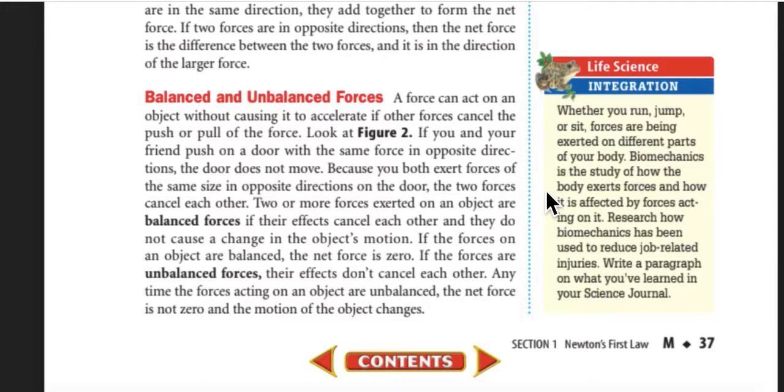Two or more forces exerted on an object are balanced forces if their effects cancel each other and they do not cause a change in the object's motion. If the forces on an object are balanced, the net force is 0. If the forces on the object are unbalanced, their effects do not cancel each other. Anytime the forces acting on an object are unbalanced, the net force is not 0, and the motion of the object changes.